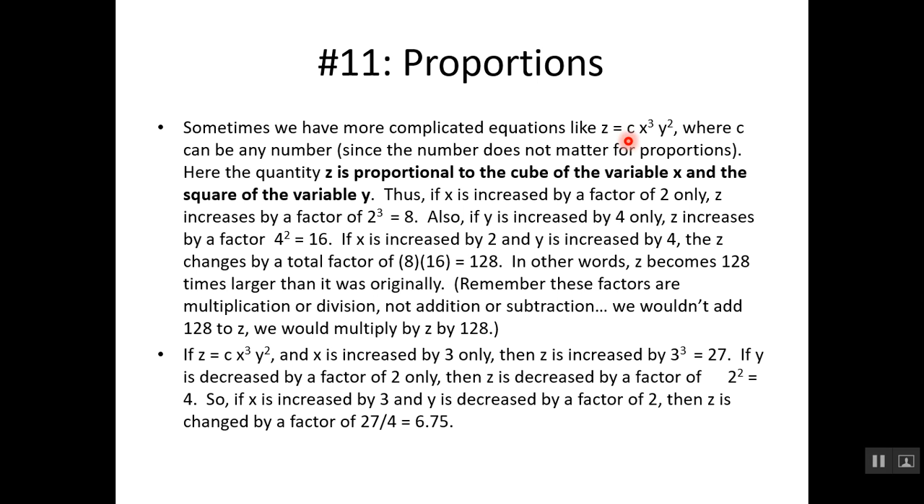Suppose you have this equation here: z equals c times x cubed y squared. The question is, how do you figure out how z changes, proportionally speaking, if you change x or y by some factor, or x and y by some factor? To understand this, you've got to do it one step at a time. You figure out, if you change x by some factor, what happens to z? And then, if you change y by some factor, what happens to z? So let's do an example here.